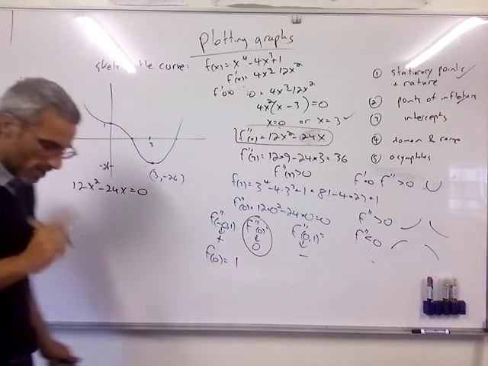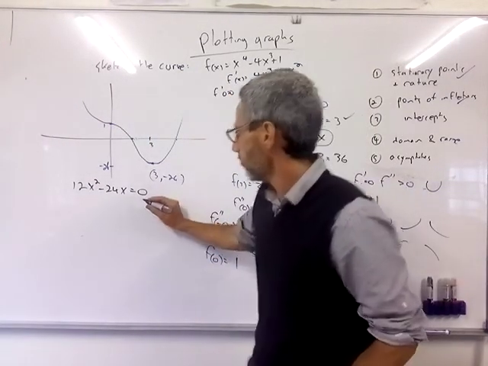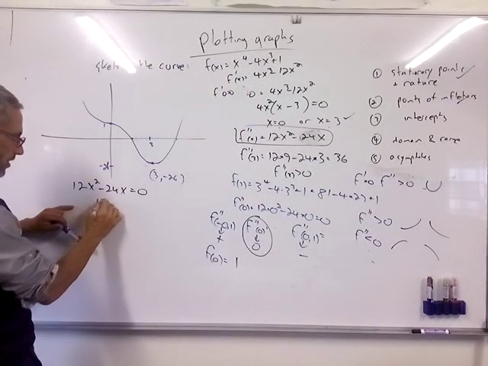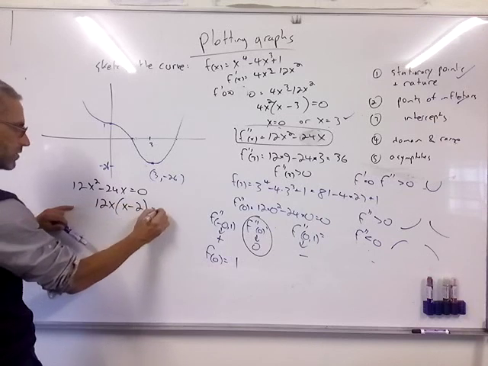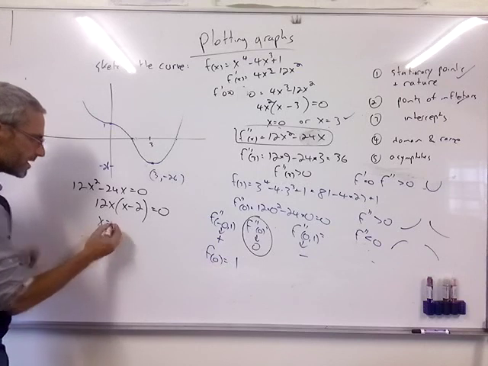You're going to have to do something similar for me in the assignment. Okay, so let's solve that. Let's get rid of 12 and get x out. So I'll put 12x(x minus 2) equals 0. Now there are 2 solutions. The first one should be familiar, x equals 0.